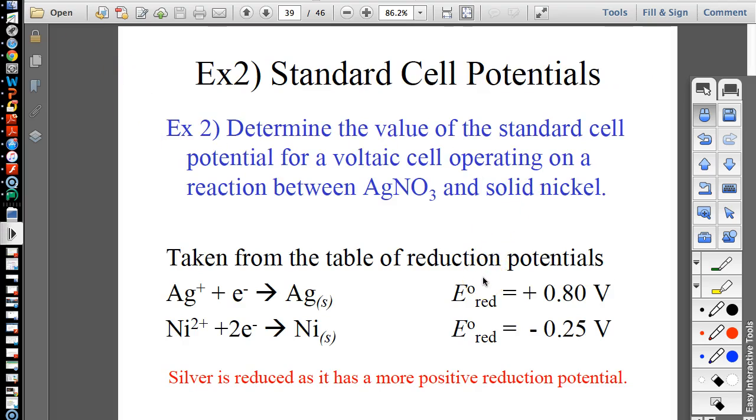So determine the value of the standard cell potential for the voltaic cell working with silver and nickel. Do you guys want to get your little piece of paper out? I'll put it up on the board and you can look up if you want to. Do you want to try? Do you want me to just do it? Who wants me to just do one more? Who wants to try on their own? Alright, cool. It'll be up here.